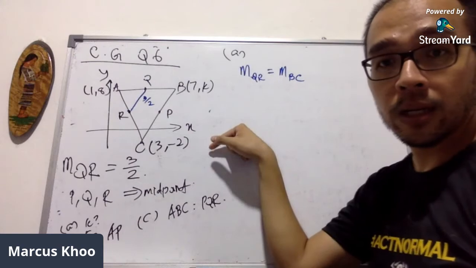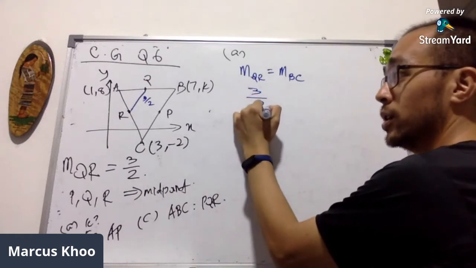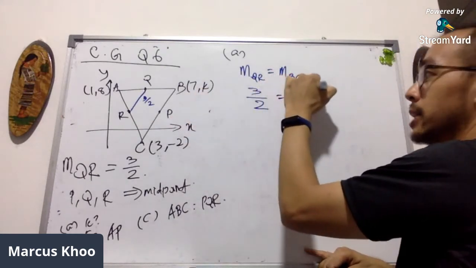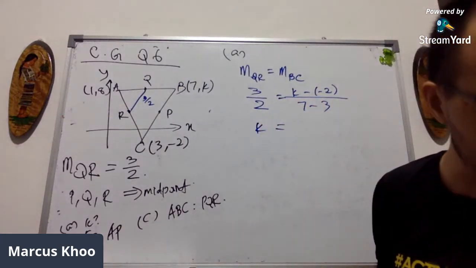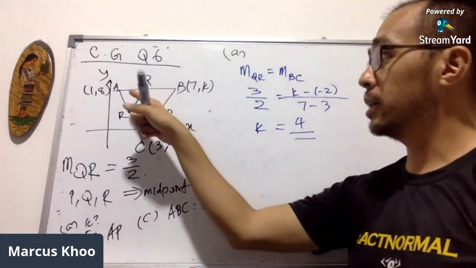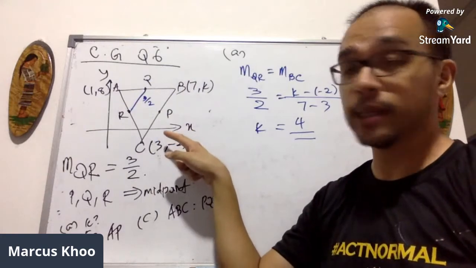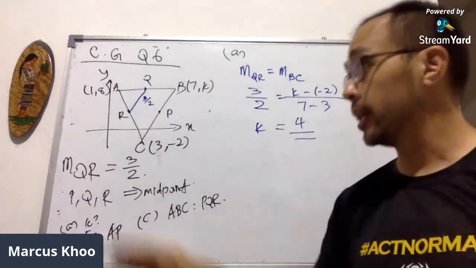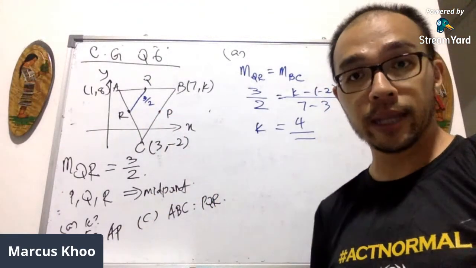In that sense, since the gradient of QR is 3 over 2, we can say that the gradient of BC is also 3 over 2. So K minus -2 over 7 minus 3, and then you should get the answer. K is equal to 4. If you remember your form 1, this is known as corresponding angles, since these two are parallel to one another. They start from the same line and end in the same line, although at different points, but they are definitely parallel to one another. It's a triangle thing.